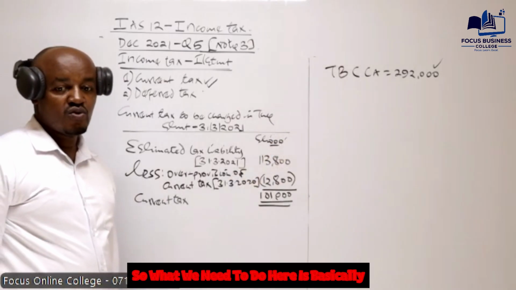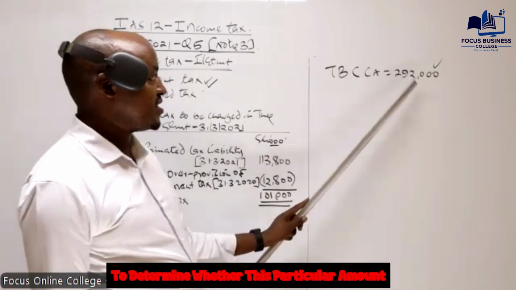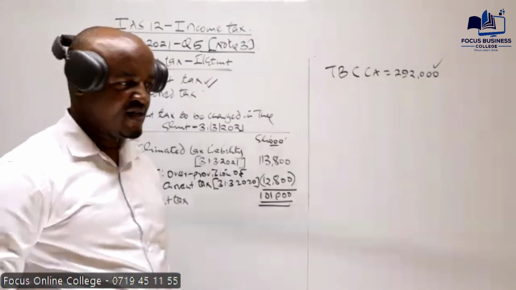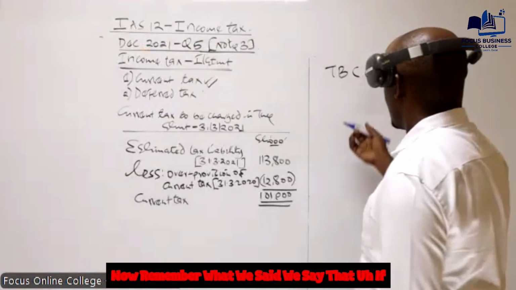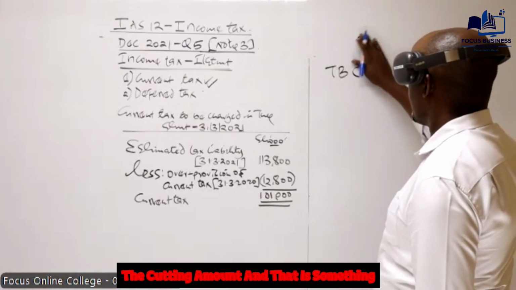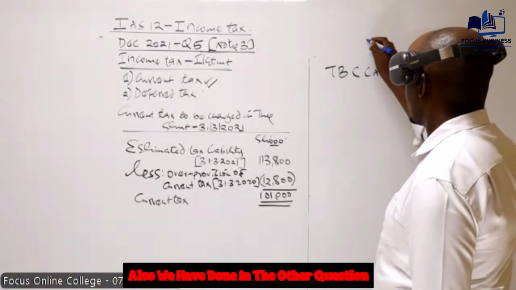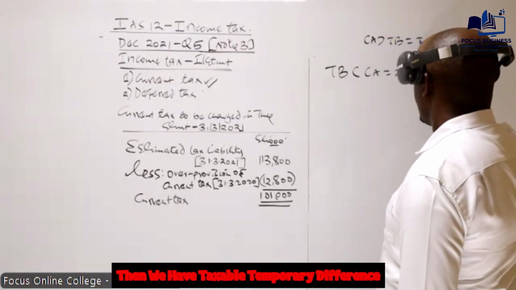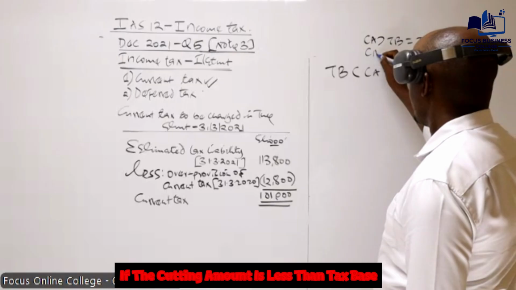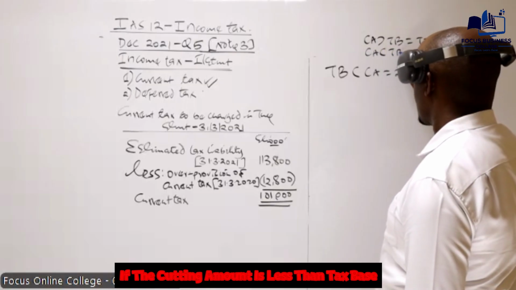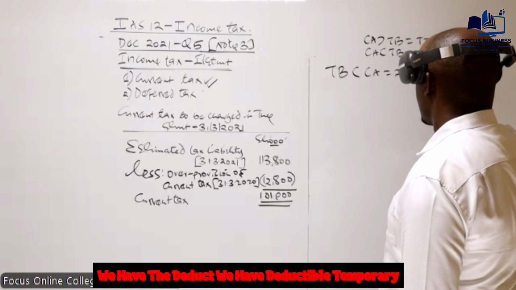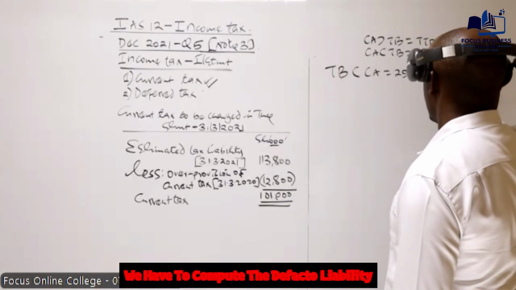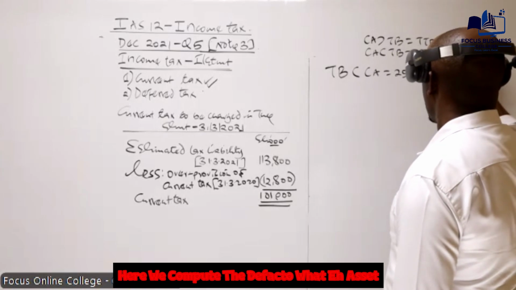So what we need to do here is determine whether this amount is a taxable or a deductible temporary difference. Remember what we said: if the carrying amount exceeds the tax base, then we have a taxable temporary difference, and we compute the deferred tax liability. If the carrying amount is less than the tax base, we have a deductible temporary difference, and we compute the deferred tax asset.